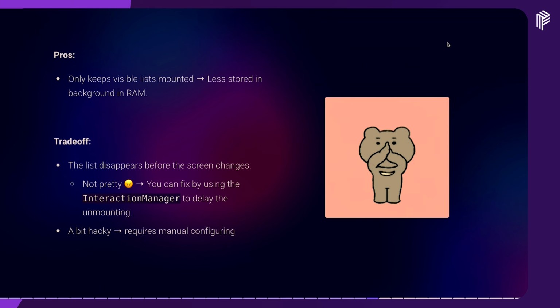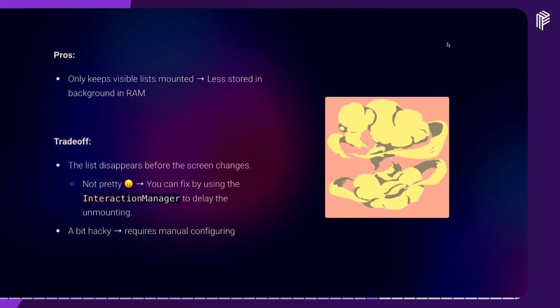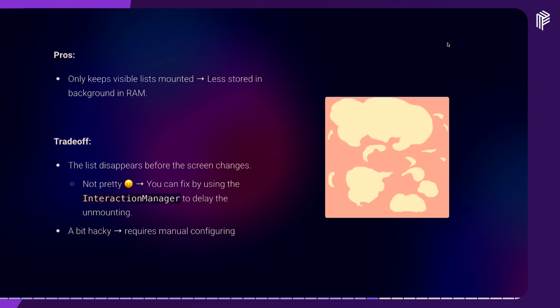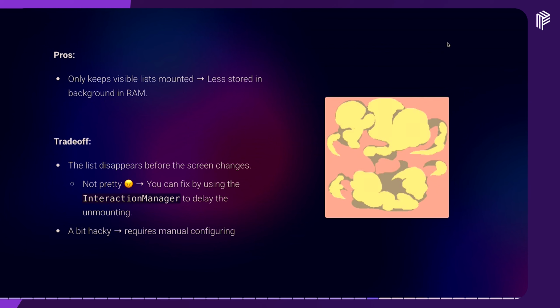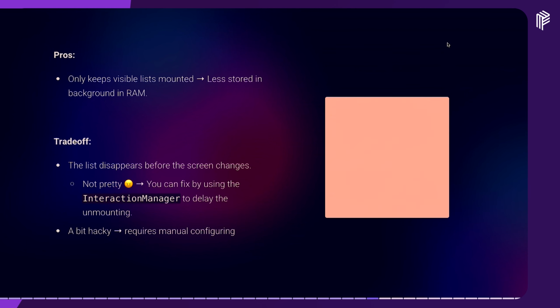Just with that implementation, what you'll find is, well, it only keeps the visible list mounted, which is good. There's less stored in the RAM. The trade-off is that you've got that split second where the list is unmounted, poof, and then you navigate away to another screen. That is not pretty. And there's ways that you can fix it. It's not too complicated. You use the InteractionManager and you delay the unmounting with that as possible.